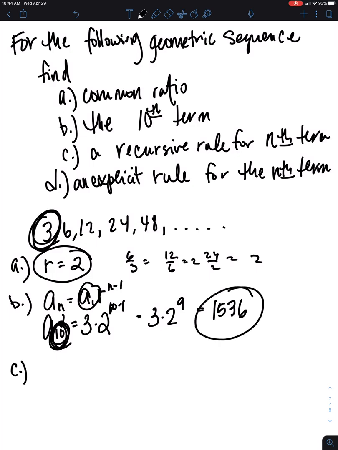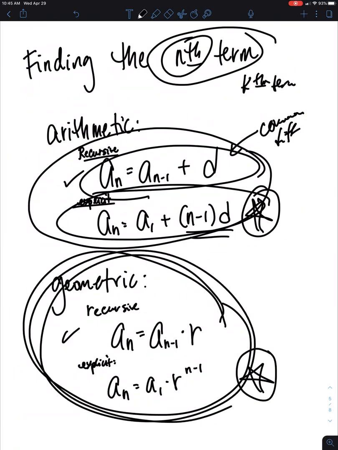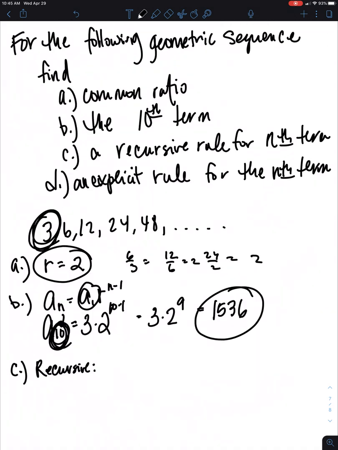Okay, then we're going to go to C. This is going to be not explicit. It's going to be recursive first. So this is a recursive. Remember, this is the one that uses the previous term to find it. So if you go back, I kind of told you the formula. Set it up for you right here. Okay, this is all you need to know. So recursive is going to be a_n equals 2 times a_(n-1).